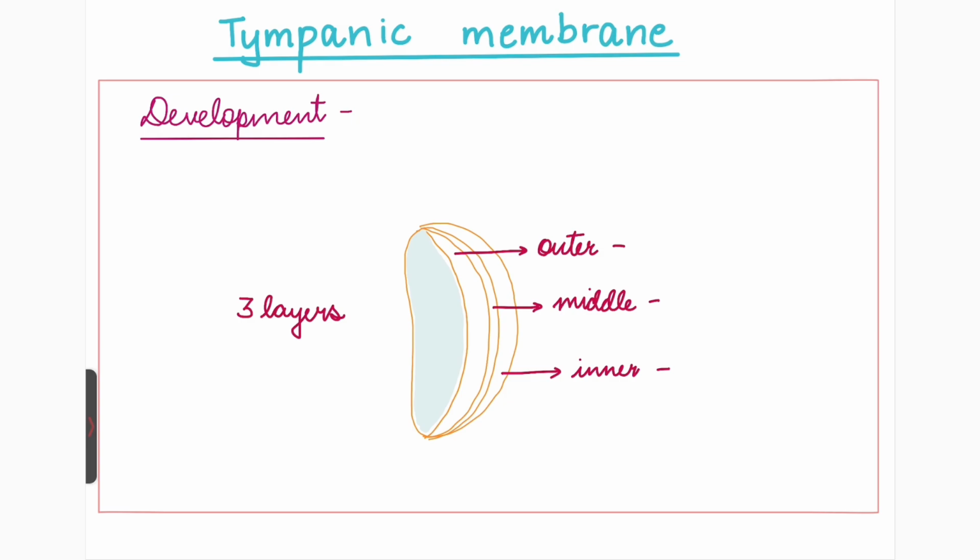It develops from three layers of the embryonic disc. They are ectoderm, endoderm and the mesoderm.